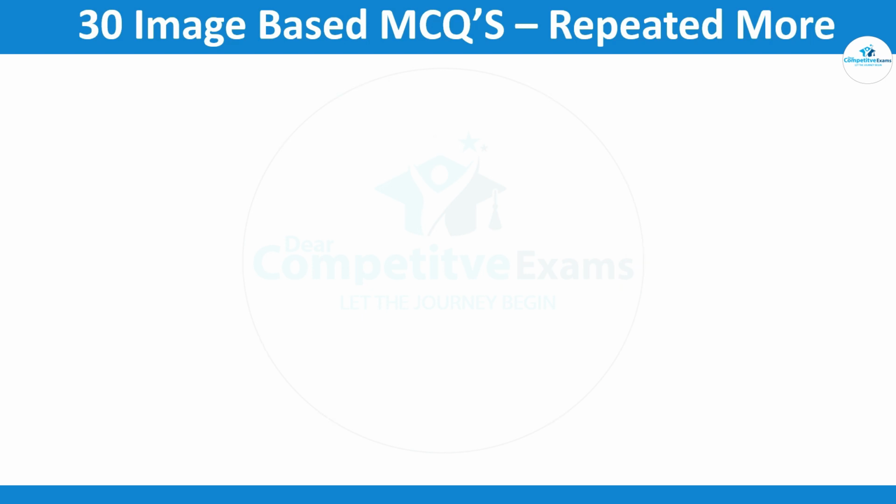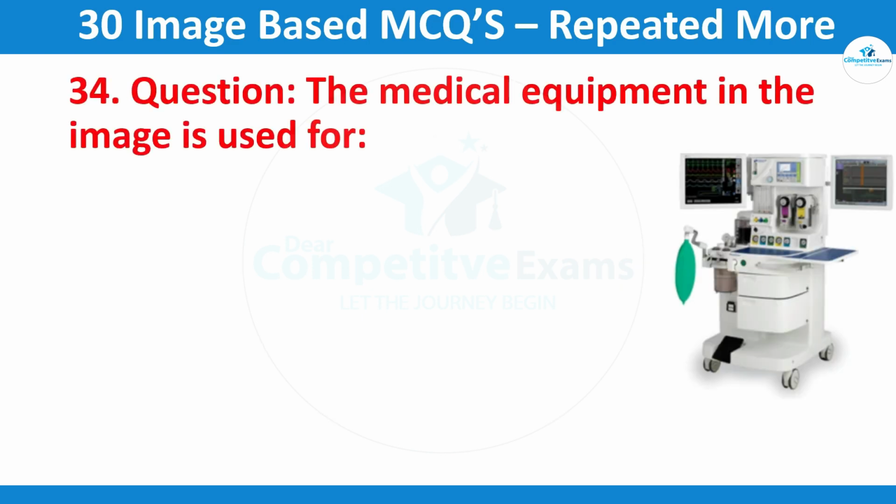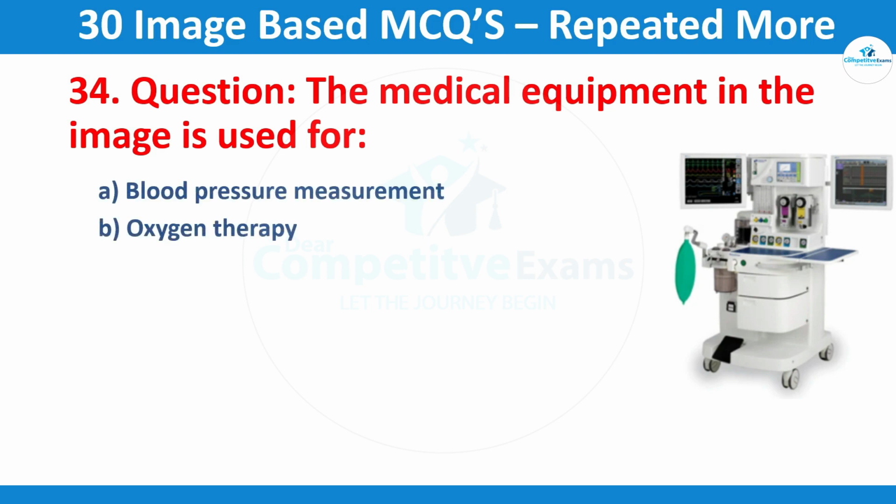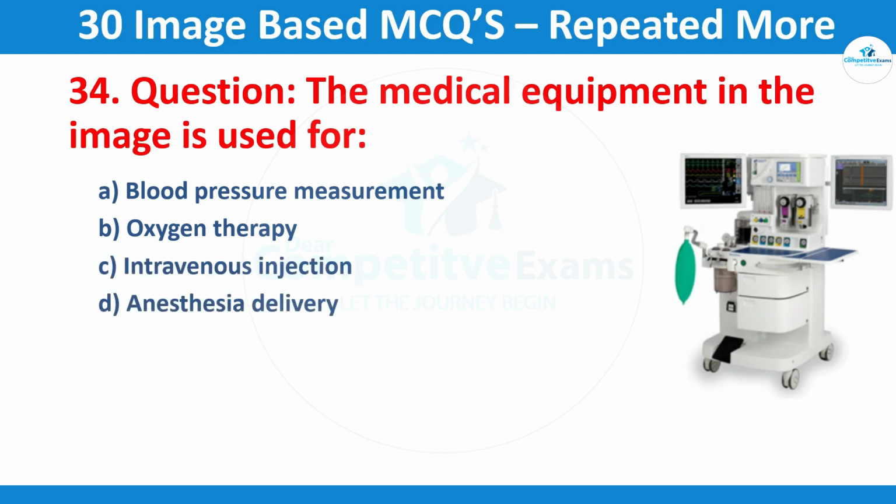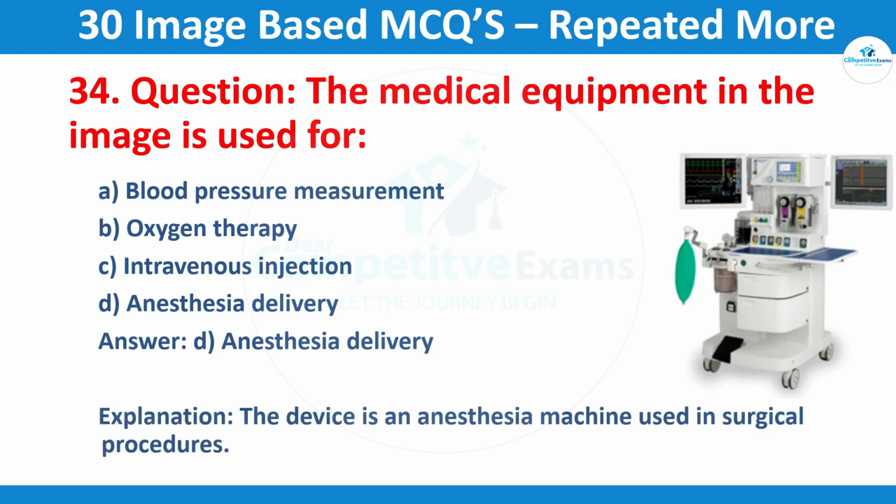Question number 34. The medical equipment in the image is used for. Options: blood pressure measurement, oxygen therapy, intravenous injection, or anesthesia delivery. The correct answer: anesthesia delivery. The device is an anesthesia machine used in surgical procedures.